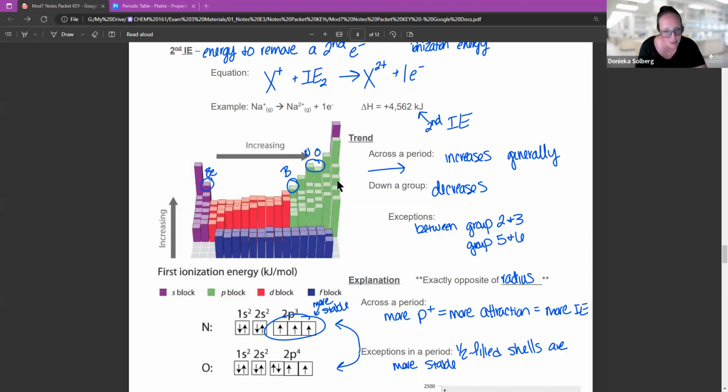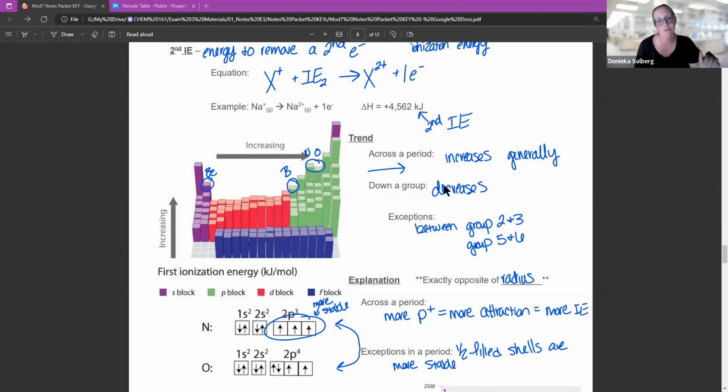But across a period, so from the left to the right, it increases. It requires more energy. And down a group, so going from top to bottom, it decreases. It requires less energy to remove an electron. So this is exactly opposite of atomic radius, except for the exceptions that I'm going to talk about. So atomic radius goes down to the left, and ionization energy goes up into the right. They're exactly opposite of each other.